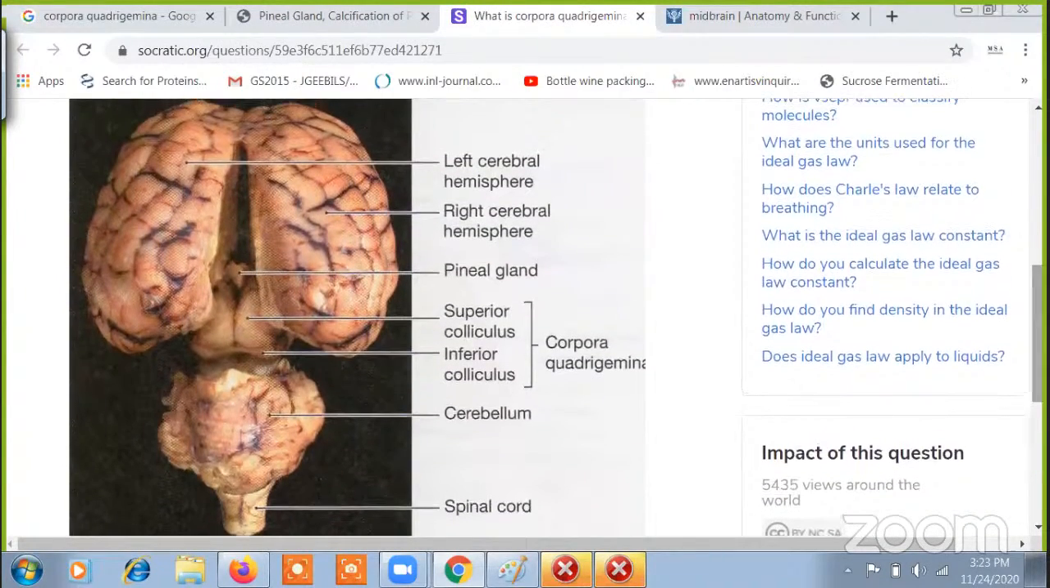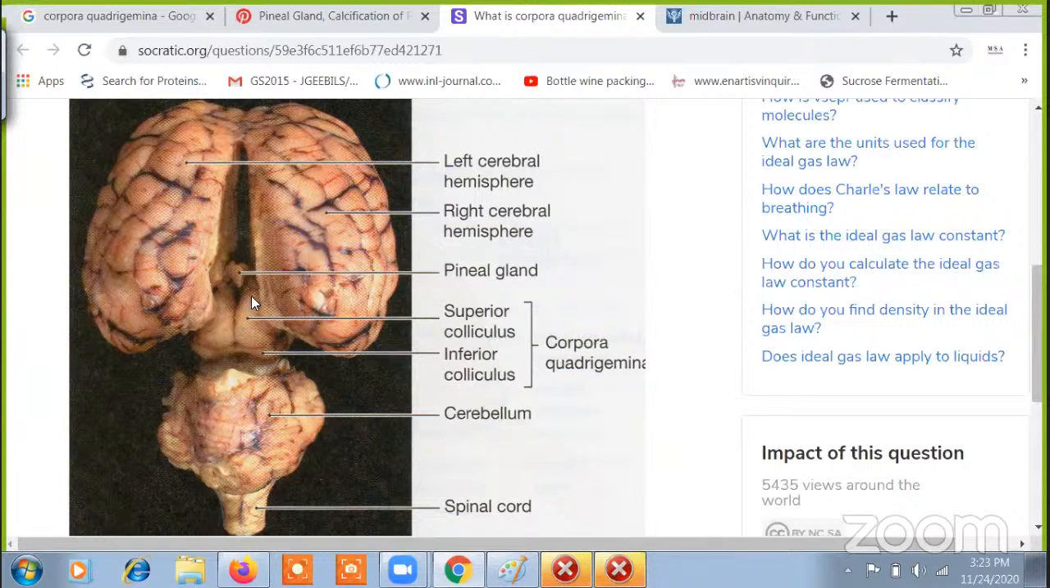This is the left cerebral hemisphere, and this is the right cerebral hemisphere. In between the left and right cerebral hemispheres, this region is present. Here you can find the pineal gland, and this is the dorsal side of the midbrain. The dorsal side of the midbrain shows four regions.